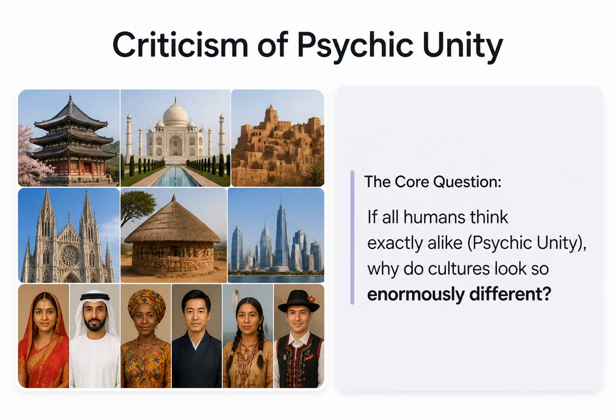This brings us to a major criticism of Tylor's work. If the psychic unity of mankind is true and people everywhere fundamentally think alike, how do we explain the enormous variations between cultures? If our minds are identical in their problem-solving, why does the world look so diverse? This is a crucial analytical point to remember as we evaluate classical evolutionism.